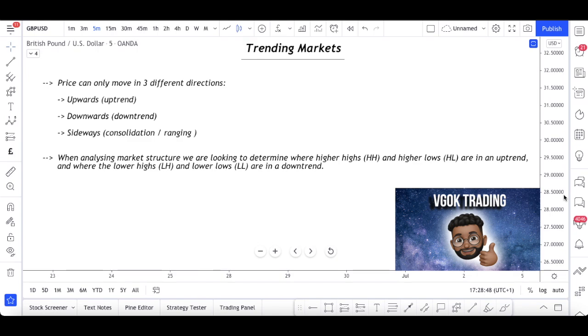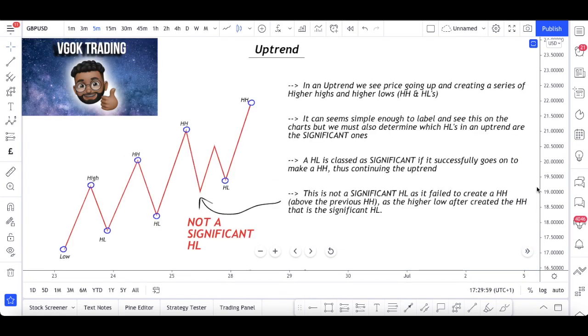Now, a really important fact that you guys need to understand is that price can only move in 3 different directions. It can be going upwards, where it's creating an uptrend. It can go downwards, where it's creating a downtrend. Or it can be going sideways, where it's not really creating any sort of trend. That's also known as a consolidation or a ranging market. The main thing that we're trying to look out for when analyzing market structure is to determine where the higher highs and the higher lows are in the uptrend, and where the lower highs and the lower lows are in a downtrend. So what we've got here is an uptrend.